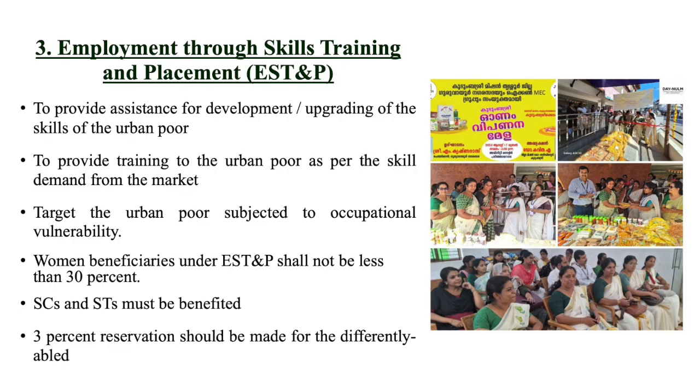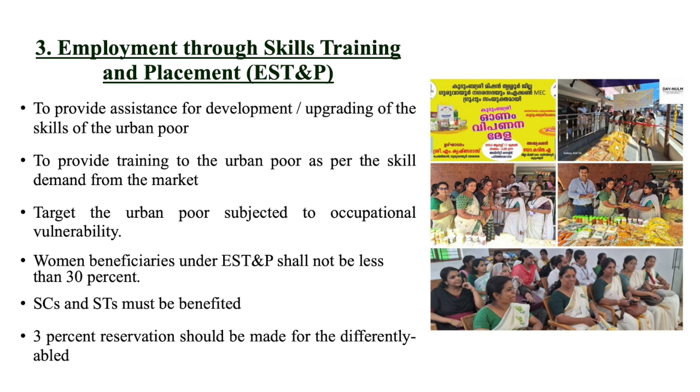So we also have a component called employment through skills training and placement. This component provides assistance for development and upgrading of skills of the urban poor so as to enhance their capacity for self-employment and salaried employment. Employment through skills training and placement intends to provide training to the urban poor as per the skill development and skill demand from the market, so that they can set up self-employment ventures or secure salaried employment. And this will target the urban poor subjected to occupational vulnerability. No minimum or maximum educational qualification is prescribed for the selection of beneficiaries under this component.